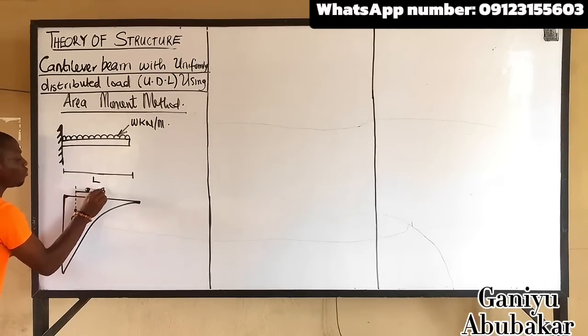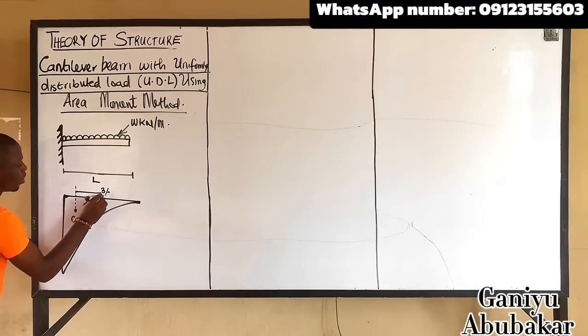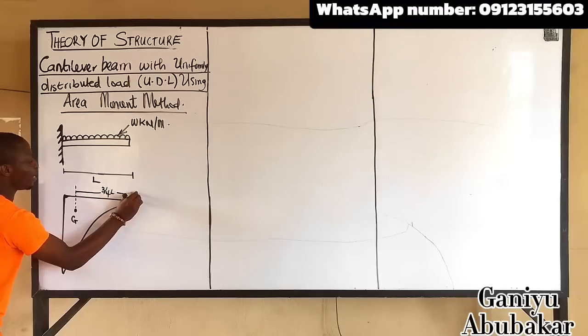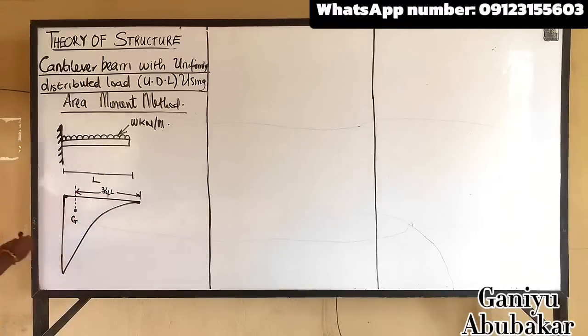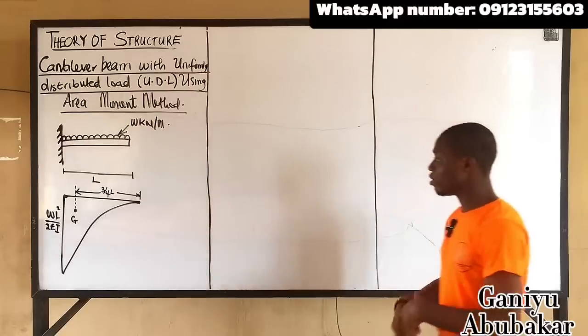I'll call it 3 over 4 L. The center of gravity for this figure here falls at 3 over 4 of the distance L, and my entire height here is going to be WL squared over 2EI. Your task here is to master this diagram, just master this diagram. That's your first task.